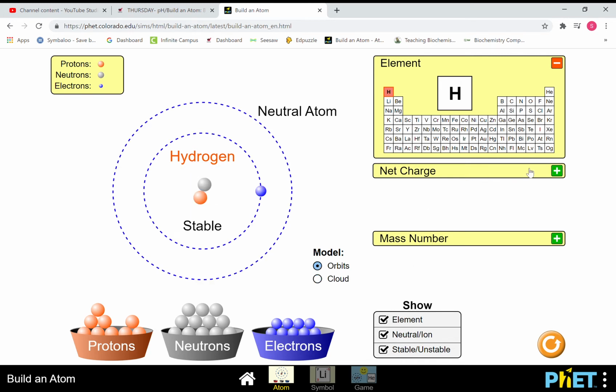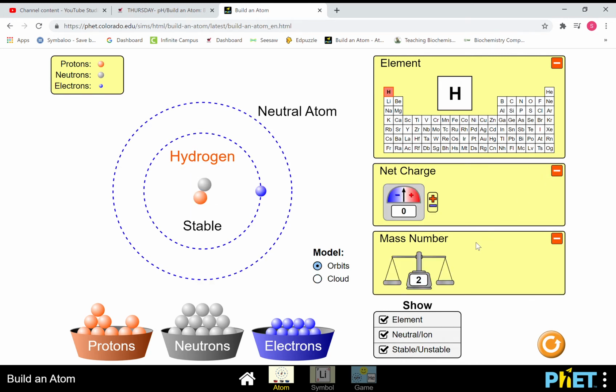You can look at the charge on the atom. You can look at the mass number of the atom. You get to see which atom it is. If I add another proton, it'll tell me that I have helium. So the protons tell me what element I have.